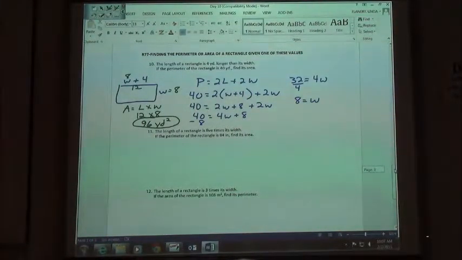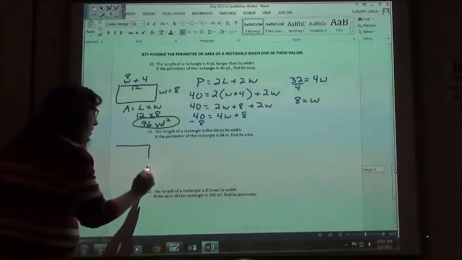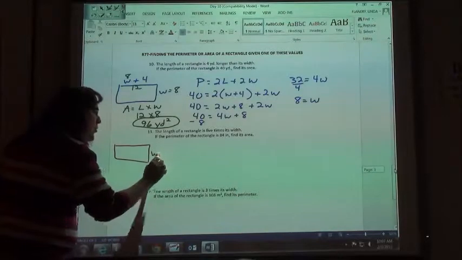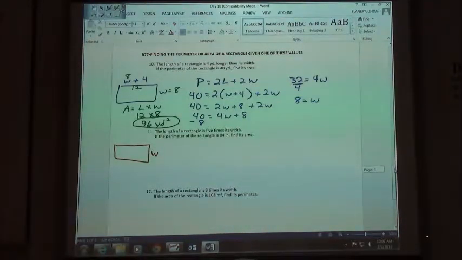So number 11 says the length of my rectangle is 5 times my width. So again, I'm going to start with my rectangle. I don't know the width, and I'm going to label the length. How am I going to show the length? The length of my rectangle is 5W. 5 times the width, so 5W.